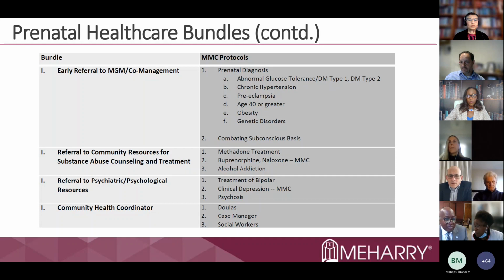I'm going to talk a little bit about subconscious and conscious bias in just a second, but our office offers substance abuse counseling and treatment. Three of my providers, in addition to what Meharry has for community resources, actually have an X license. So we prescribe buprenorphine on the spot, and we see these patients not only during their pregnancy, but up through a year afterwards. We have a specialty clinic for preeclampsia as well.